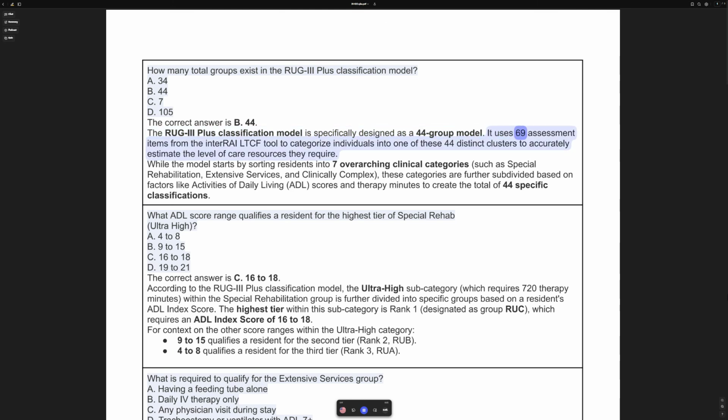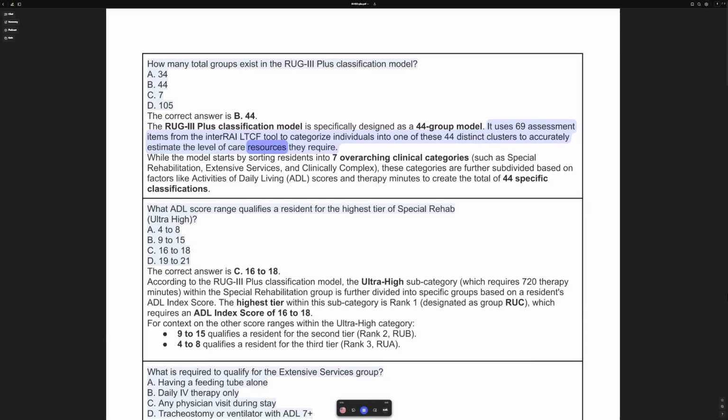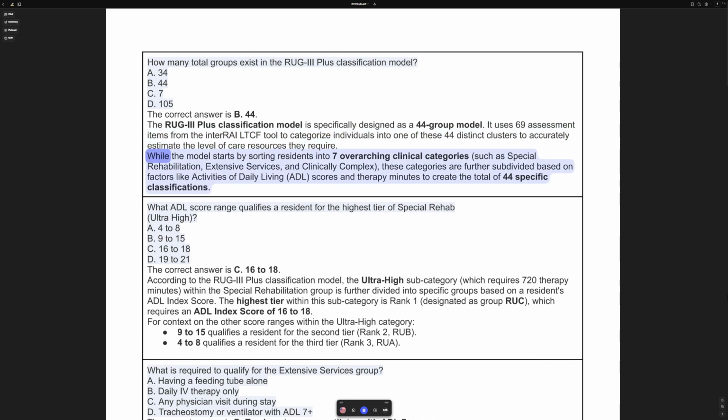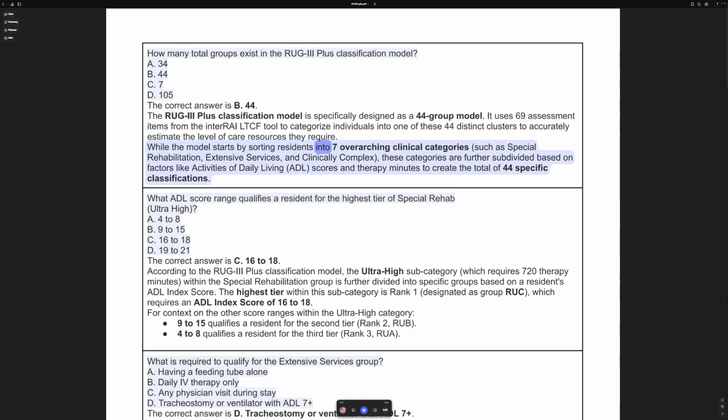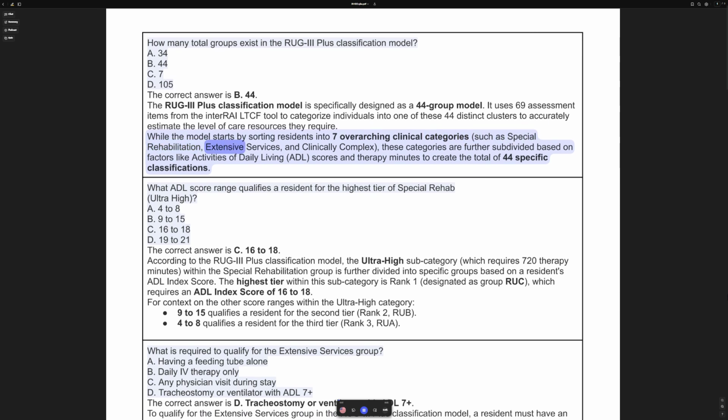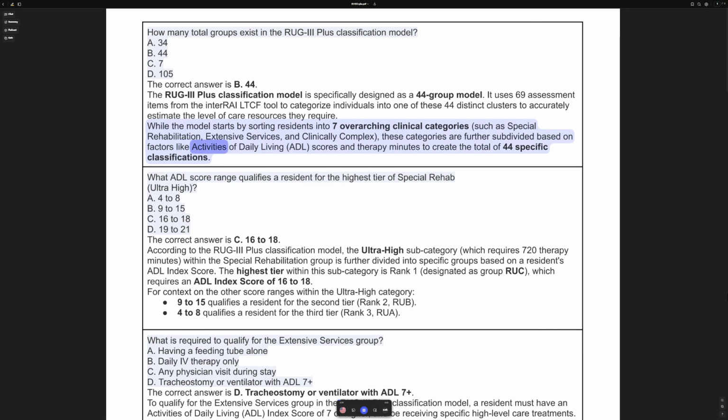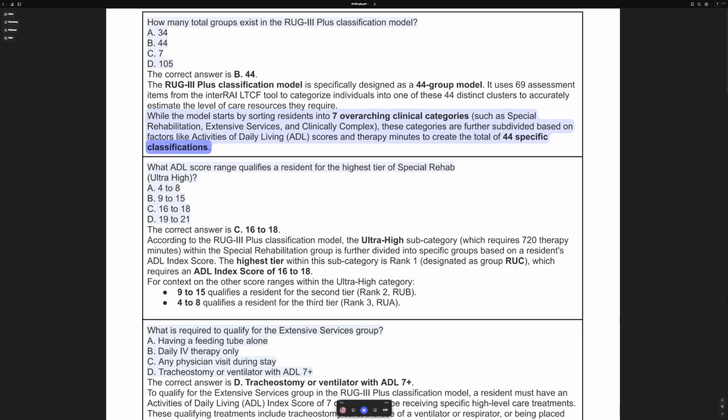It uses 69 assessment items from the RAI LTCF tool to categorize individuals into one of these 44 distinct clusters to accurately estimate the level of care resources they require. While the model starts by sorting residents into 7 overarching clinical categories, such as special rehabilitation, extensive services, and clinically complex, these categories are further subdivided based on factors like activities of daily living (ADL) scores and therapy minutes to create the total of 44 specific classifications.